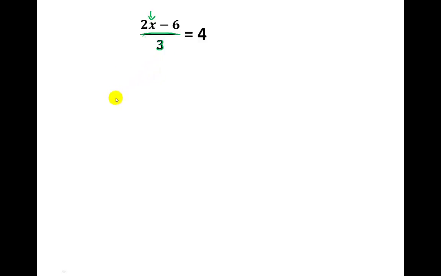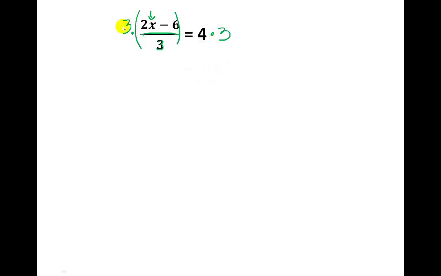When we're undoing or taking the inverse, we're going to do the opposite. So instead of dividing by 3, I'm going to multiply by 3. I'm going to multiply the left side by 3. If I multiply the left side by 3, I have to multiply the right side by 3.